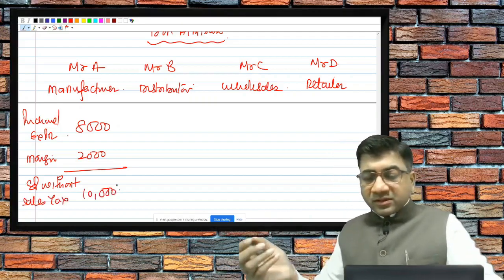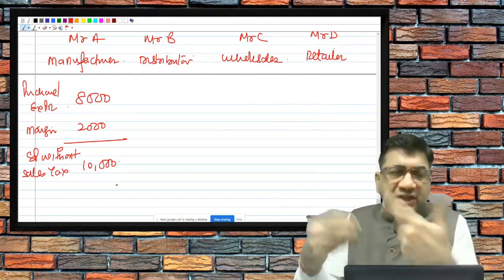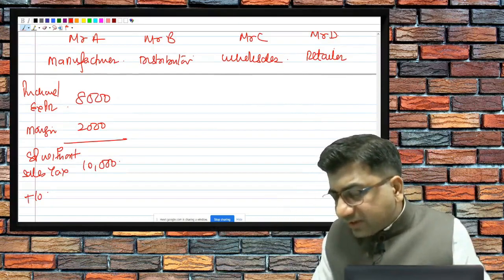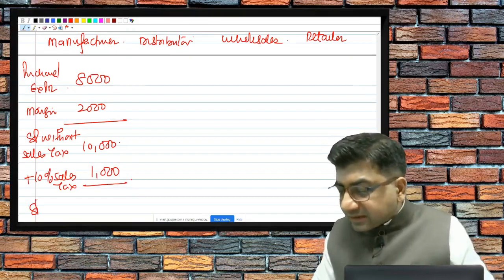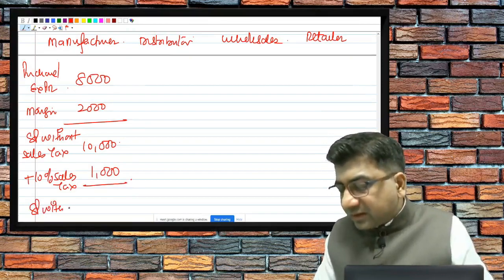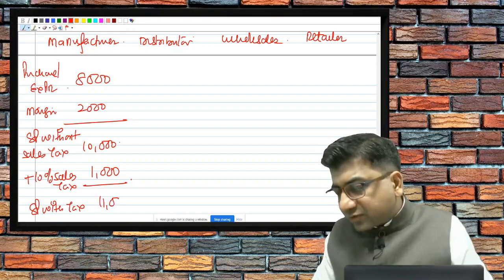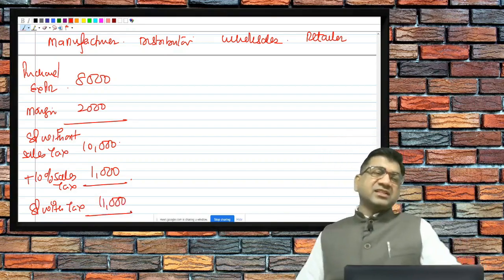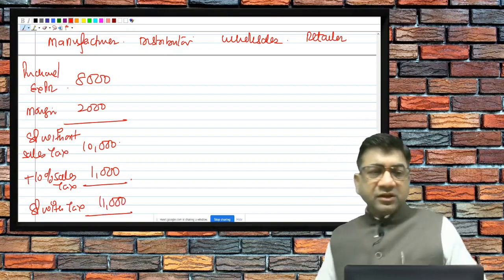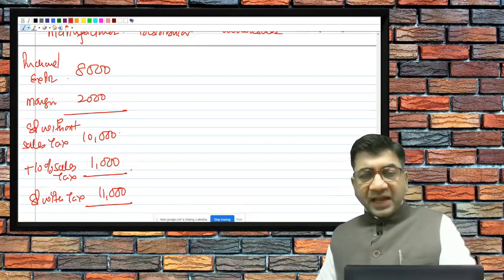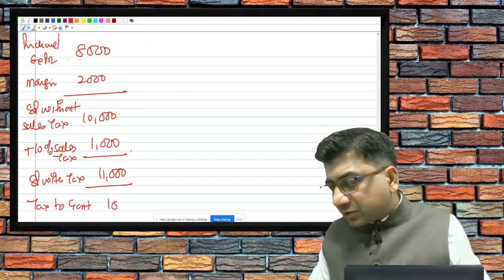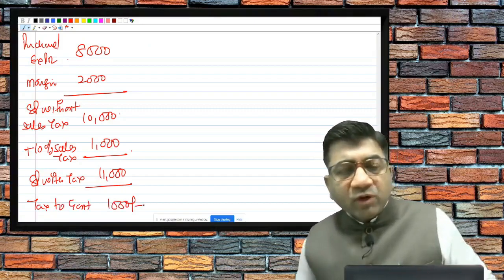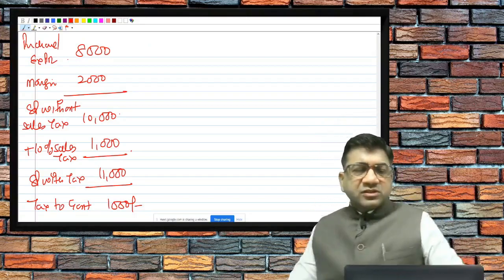Because pre 2003-2004 they used to levy sale tax, here he used to levy 10% sale tax, and that will be, friends, 1,000 rupees. And the selling price with tax is 11,000 rupees. This was how a bill was issued under the sale tax system. 10,000 plus 1,000, 11,000 rupees. And what was the tax to the government? Tax to the government was 1,000 rupees.